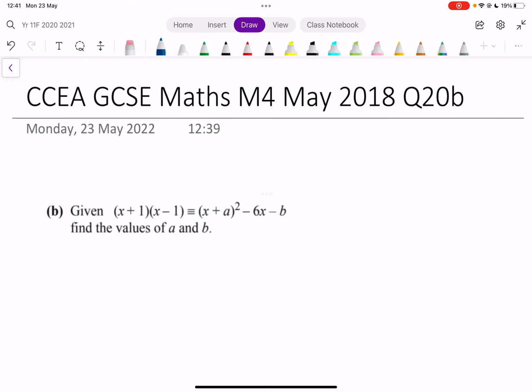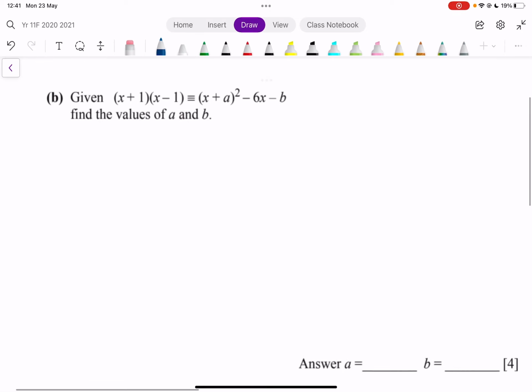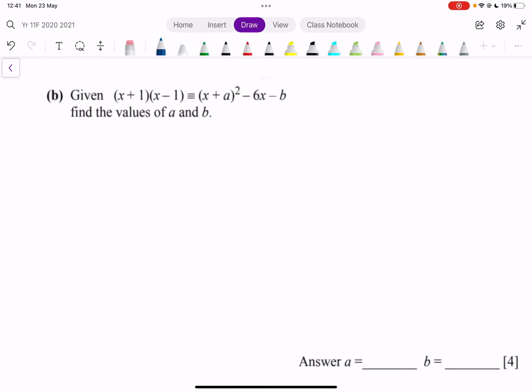Okay, this is a solution to CCEA's GCSE Mathematics M4 May 2018 question 20 part B. Now this is an identity question. It says given that (x + 1)(x - 1) is equal to (x + a)² - 6x - b, find the values of a and b.